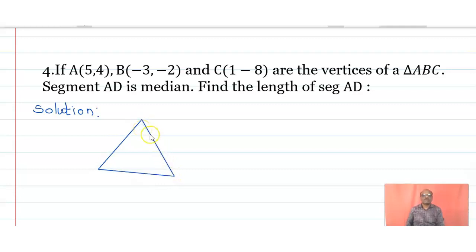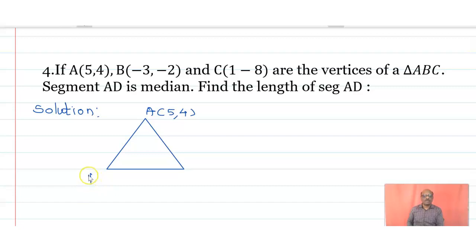Okay. Now here this is a triangle ABC. Coordinate of A is (5, 4), B is (-3, -2) and C is (1, -8). Okay, now here AD is the median, D is the midpoint, and if we join this, this is the median. Now we want to find out the length of median.